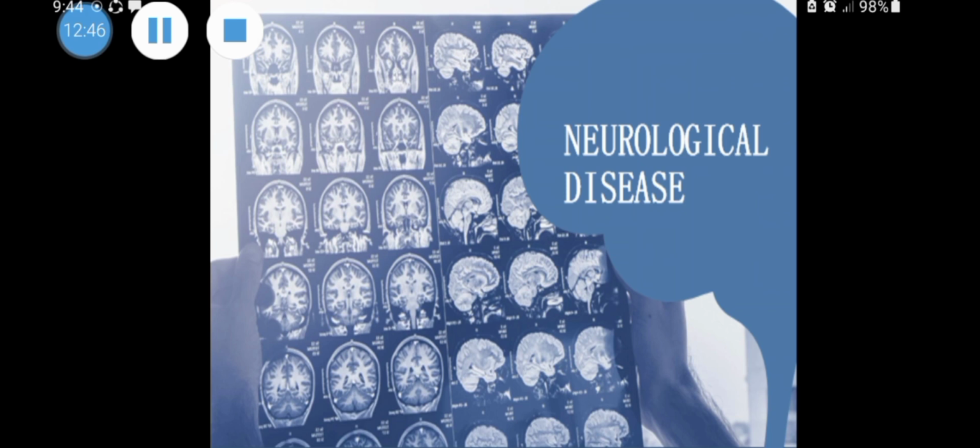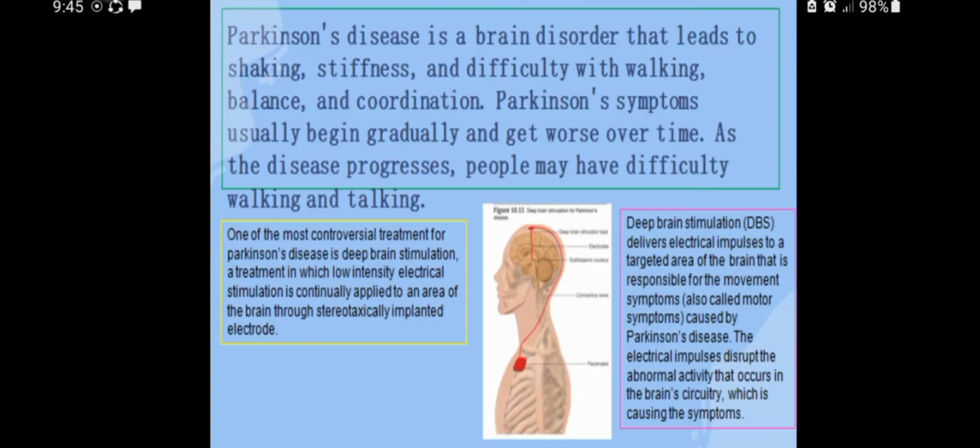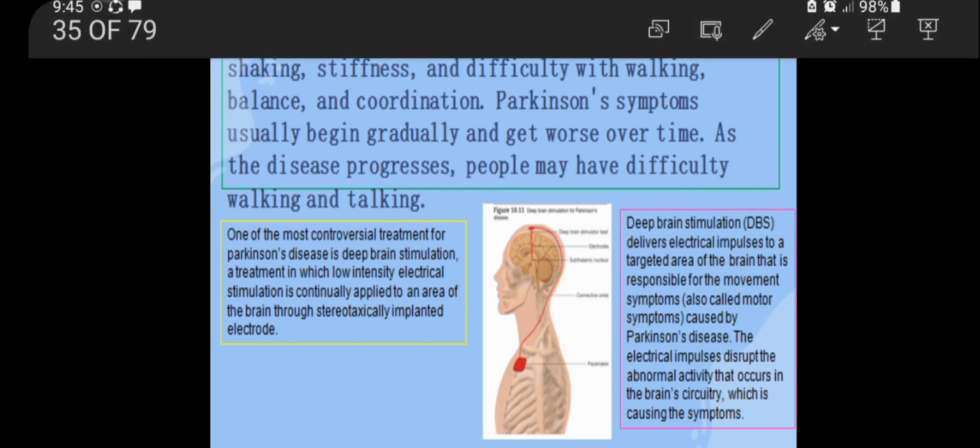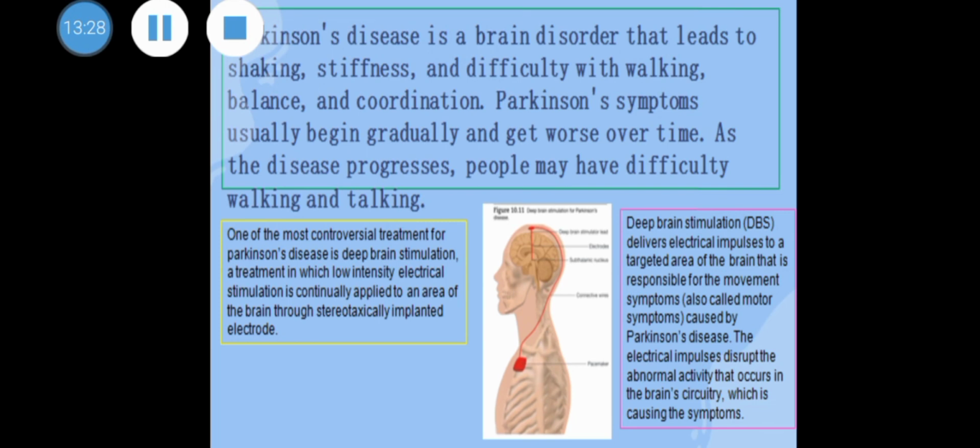Next, we have the neurological disease. Parkinson's disease is a brain disorder that leads to shaking, stiffness, and difficulty with walking, balance, and coordination. Parkinson's symptoms usually begin gradually and get worse over time. As the disease progresses, people may have difficulty walking and talking.